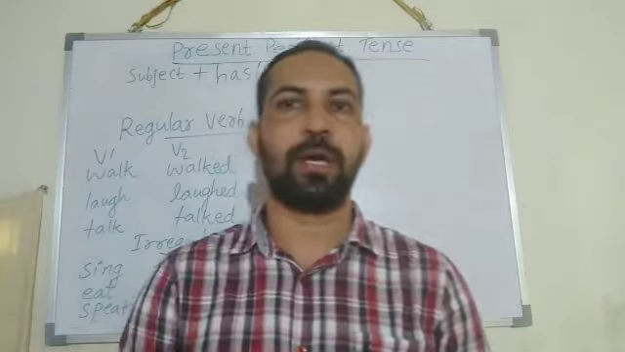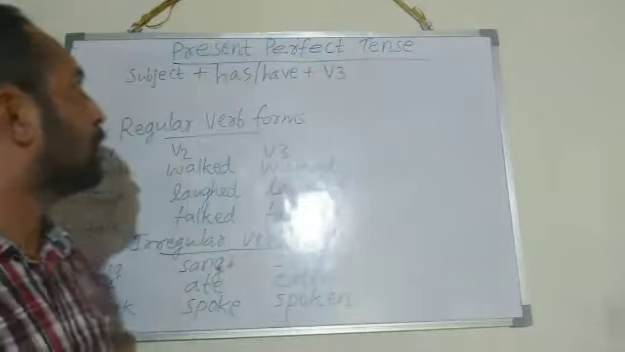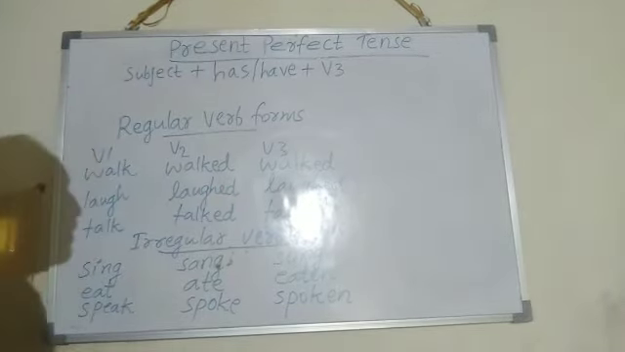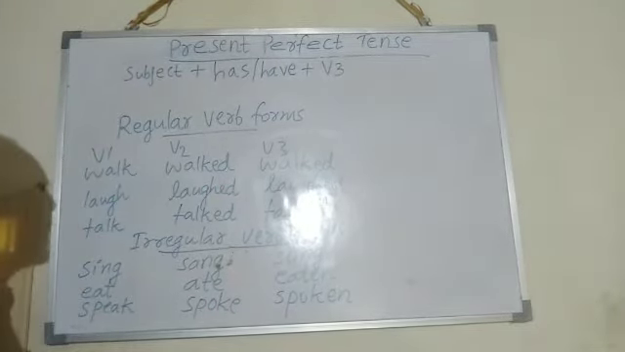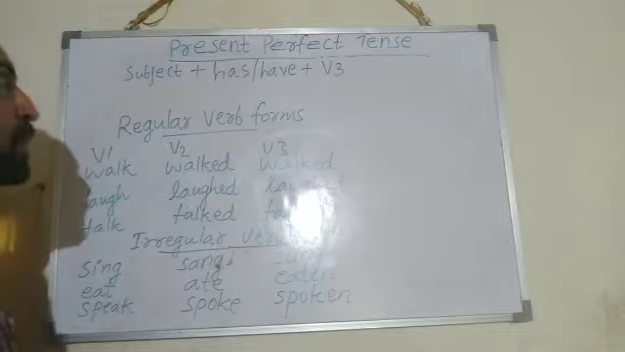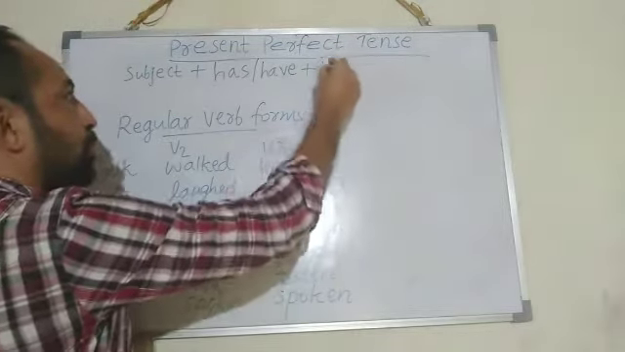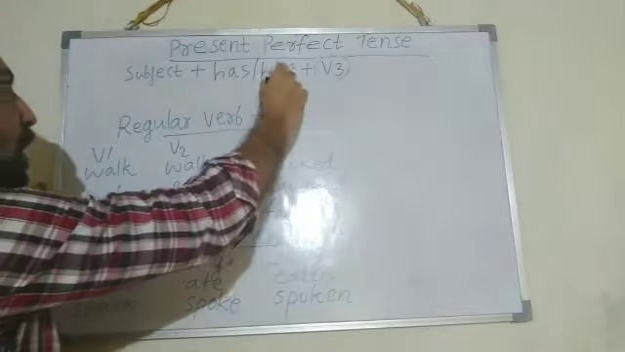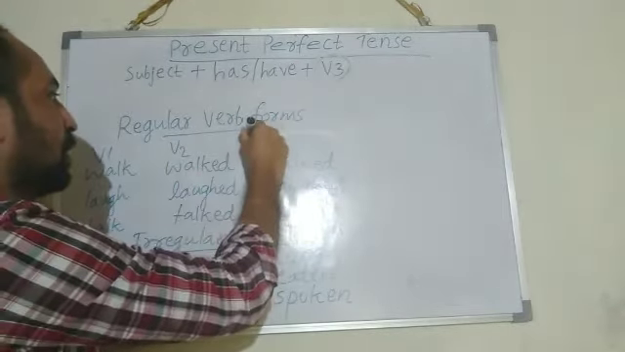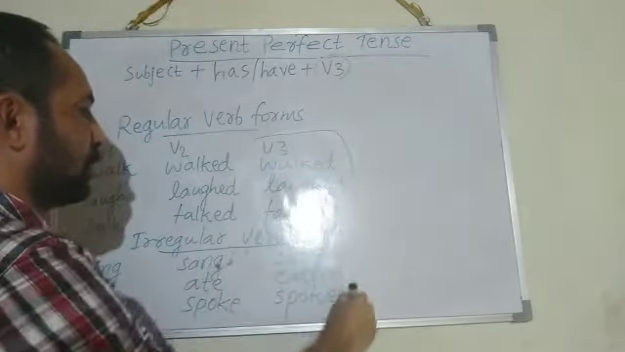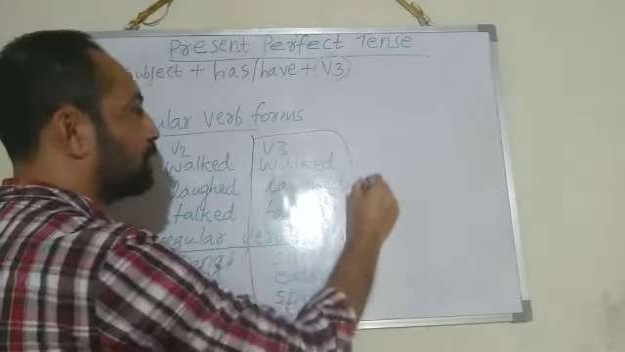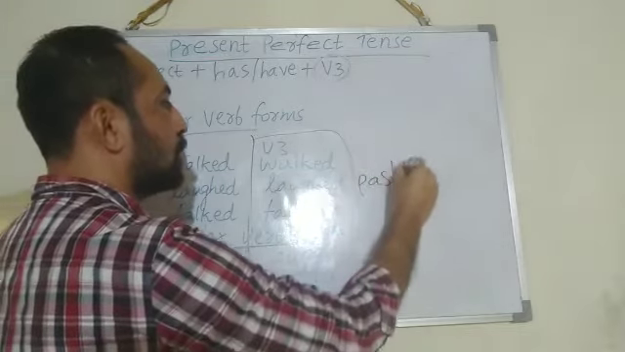Now we will learn how to form present perfect tense. In perfect tense, you have to always use V3 form with the supporting verbs has or have. That is, here all these are V3 form of the verb or past participle. They are called past participle.